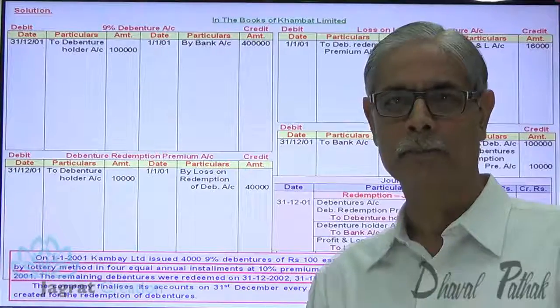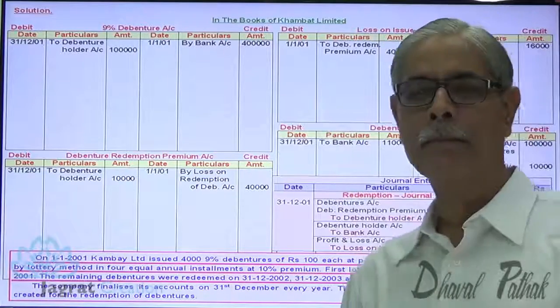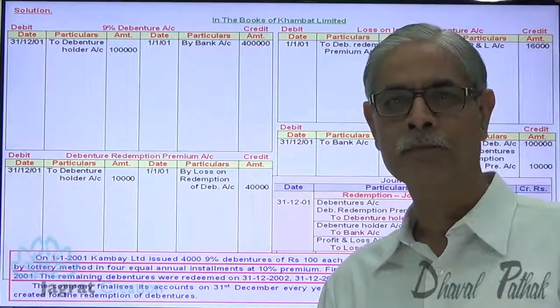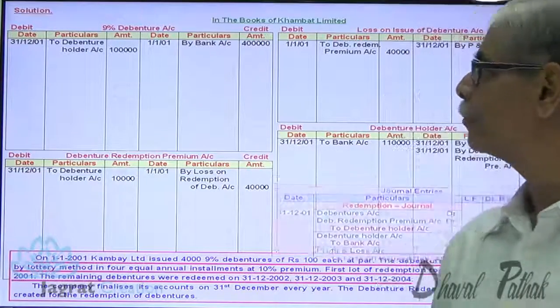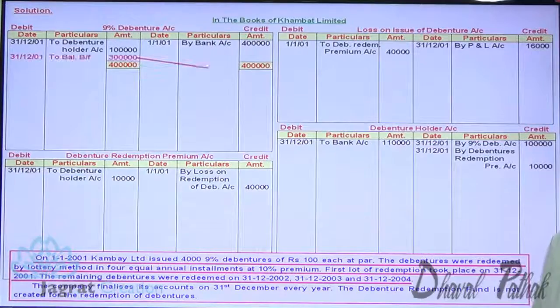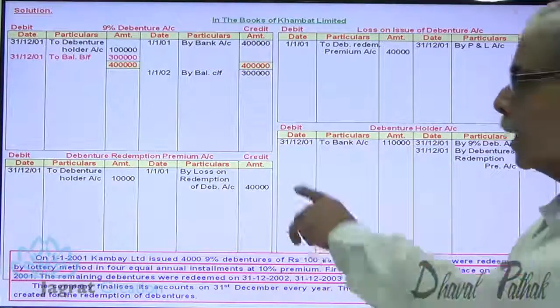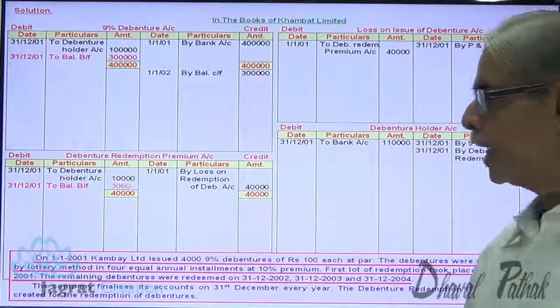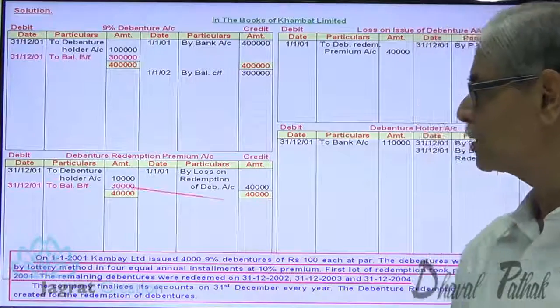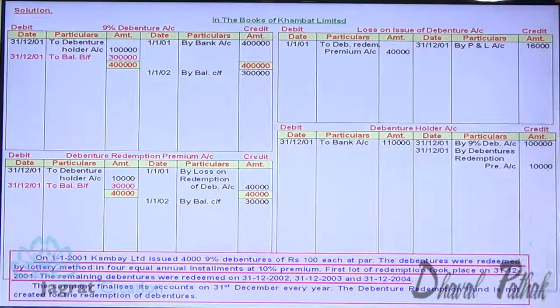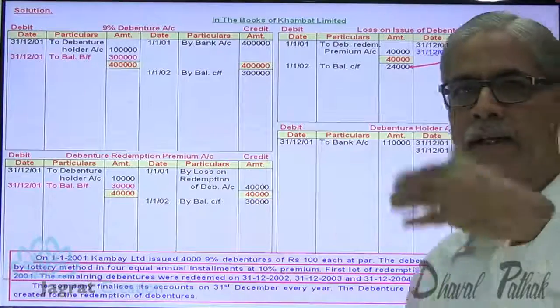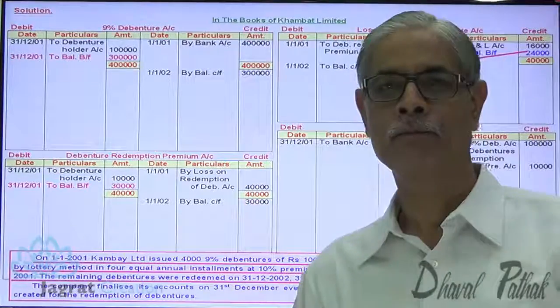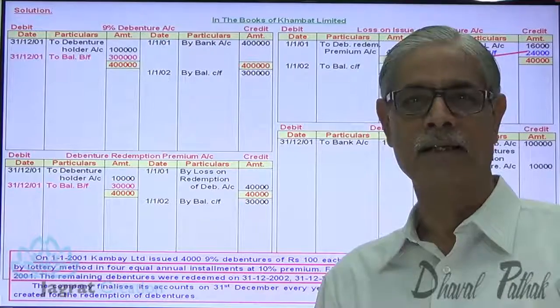After this ledger posting, let me strike the balance at the end of the year because first year is over. Out of 4 lakh, 1 lakh is redeemed. Now my liability is 3 lakh, that is carried forward to the next year. Out of 40,000, 10,000 debenture redemption premium liability is being paid. So liability yet to be paid in next 3 years is 30,000. And out of 40,000, 16,000 loss is being written off. So loss to be carried forward for writing it off in next 3 years is 24,000. This is how entries at the end of first year get recorded.